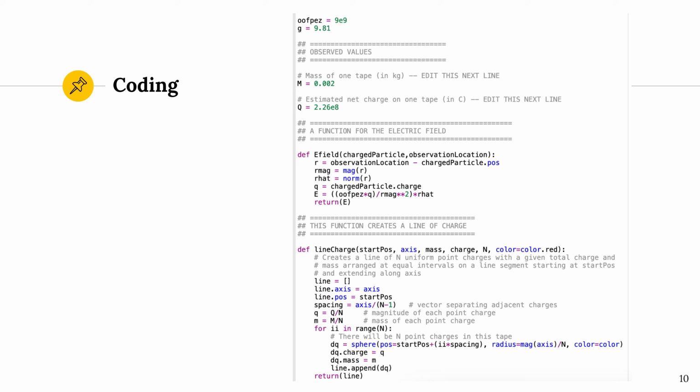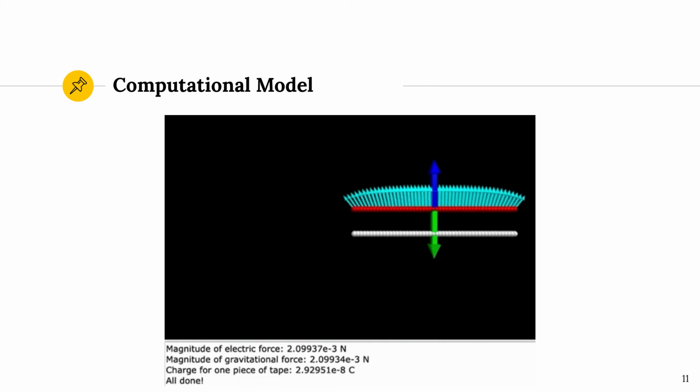This is the main part of the coding in this lab. I first created constants, which are Coulomb's constant and gravitational acceleration. I set the initial values for the tape mass and tape charge. Then I created a function for the electric field and a line of charge so that I can visualize my code. This is the computational model as a result of the code.